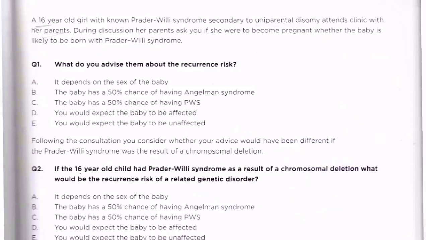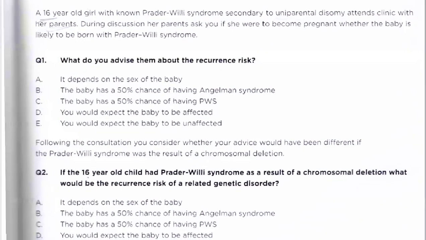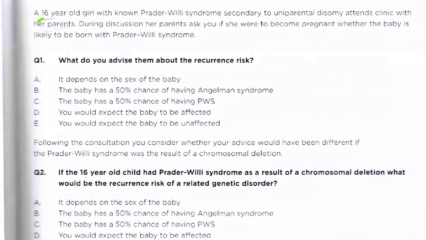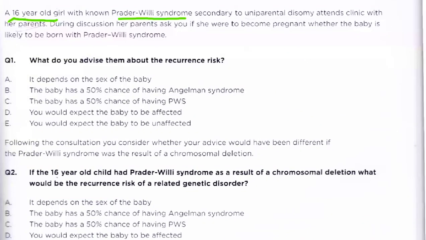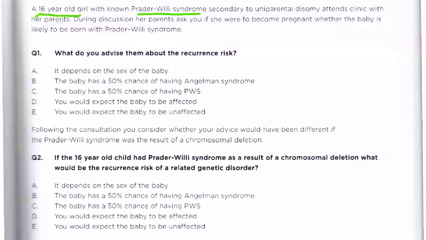A 16-year-old girl with Prader-Willi syndrome. She is a known case of Prader-Willi syndrome, secondary to uniparental disomy. She attends the clinic with her parents. During discussion, her parents ask you if she were to be pregnant, whether the baby is likely to be born with Prader-Willi syndrome. First of all, you tell me what is Prader-Willi syndrome.